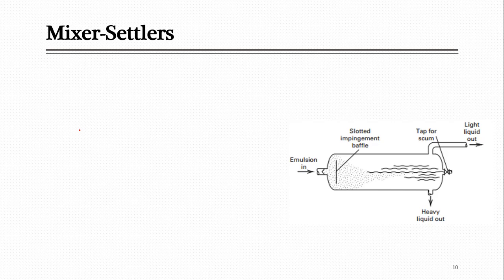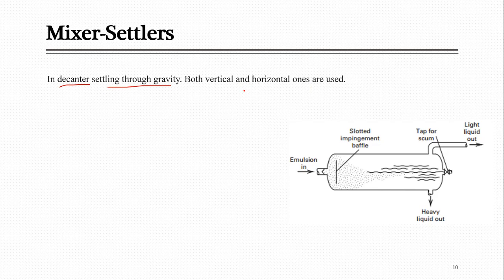Right, next is the settling vessel. You have already seen this yesterday. There was something called a decanter. A decanter is actually a vessel which separates two liquids if they are just in the form of a mixture, based on gravity. So decanters are gravity settling devices. They can be vertical as well as horizontal, as I told you. Here this is the horizontal one.